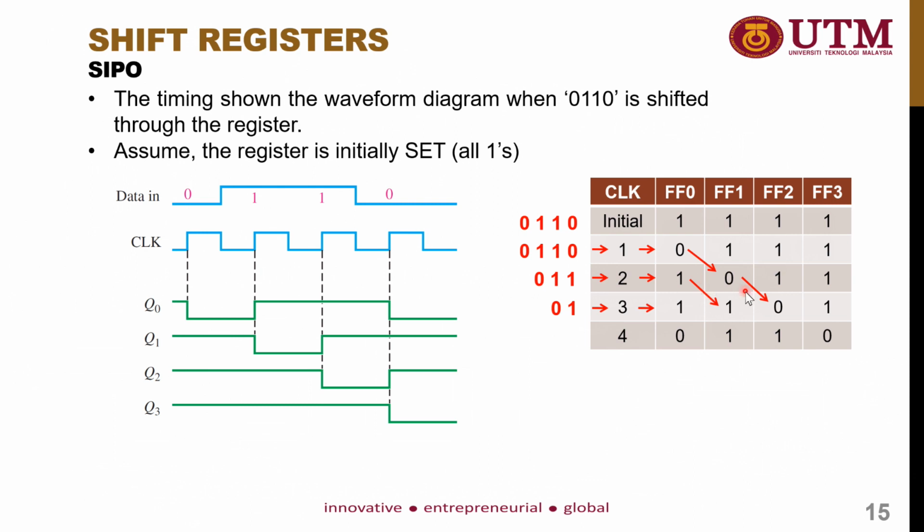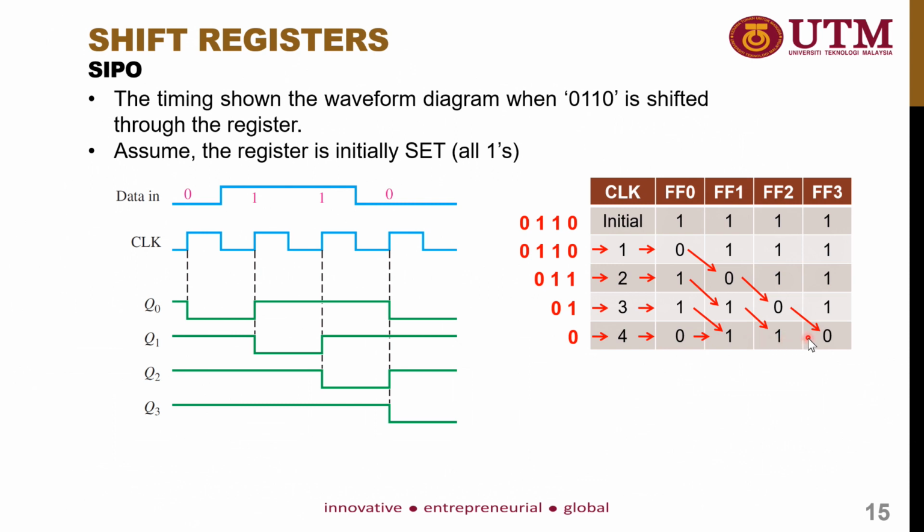Okay, so right now we have only the data of 0. So 0 will be transferred to flip-flop 0, and the previous data of each flip-flop will be transferred to the next flip-flop. So right now we can see that all the data has been transferred into each flip-flop because we wanted to transfer 0, 1, 1, 0. Okay, so inside each flip-flop we already get 0, 1, 1, 0.